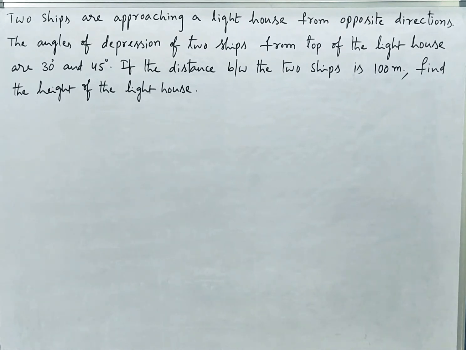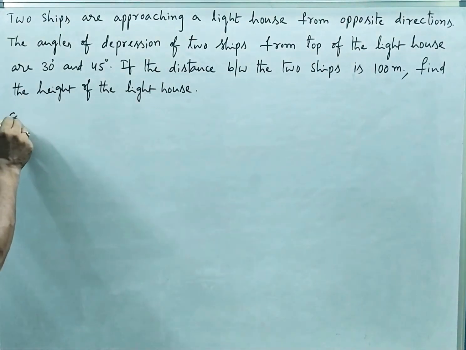The question is, two ships are approaching a lighthouse from opposite directions. The angles of depression of the two ships from the top of the lighthouse are 30 degrees and 45 degrees. If the distance between the two ships is 100 meters, find the height of the lighthouse.